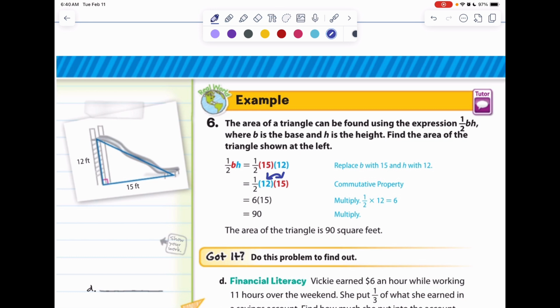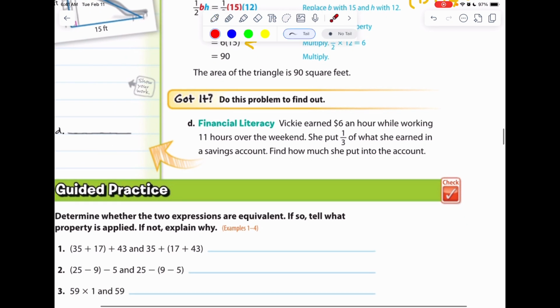Why would they do that? Because then we can cross cancel. 2 and 12 are both divisible by 2. 2 divided by 2 is 1. 12 divided by 2 is 6. And that means we're really just doing 6 times 15. Isn't that easier than trying to multiply 15 times 12 and then have to divide that by 2? Yes, definitely.